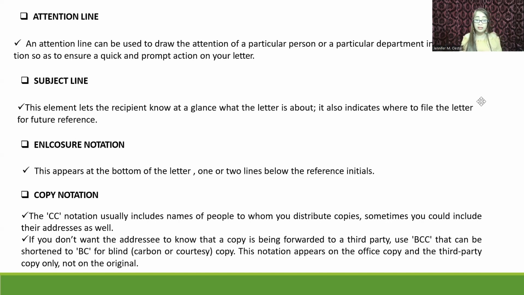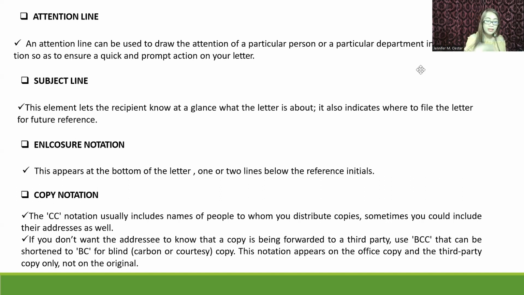Then we have the subject line. This element lets the recipient know at a glance what the letter is about. It also indicates where to file the letter for future reference. Then we have the enclosure notation. This appears at the bottom of the letter, one or two lines below the reference list.